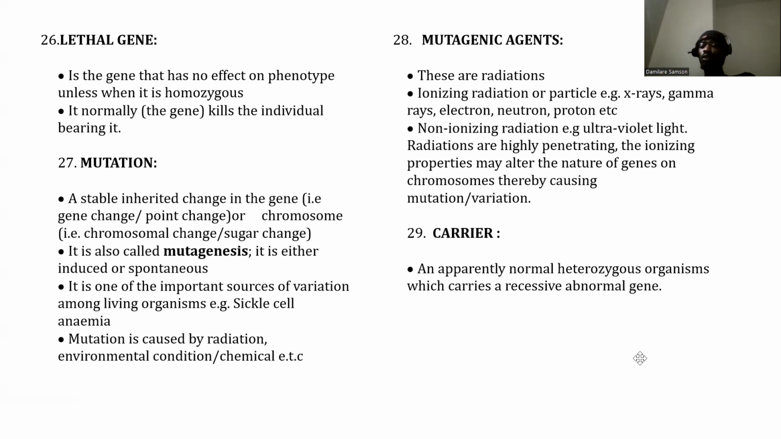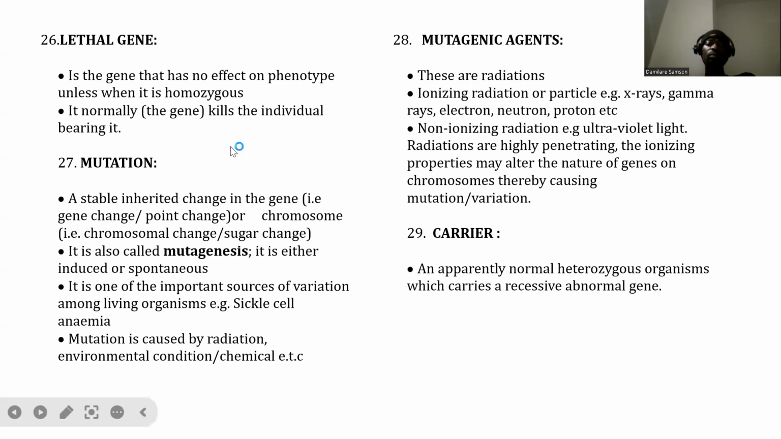It has no effect on the phenotype, the physical appearance. You don't see it unless it is homozygous. So if it is homozygous, if there are two of the same, that's homozygous. Remember that it has effect on the phenotype, and it normally kills the individual that bears it. It will kill that individual bearing it. So we call it a leader gene.